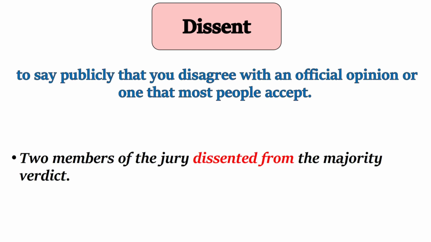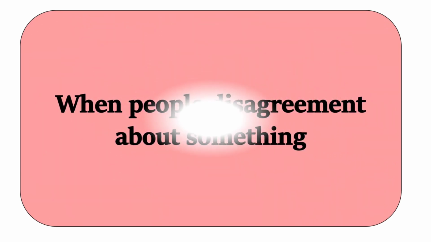6. Dissent. It means to say publicly that you disagree with an official opinion or one that most people accept. For example, two members of the jury dissented from the majority verdict. Next part is about nouns which can be used for disagreeing.